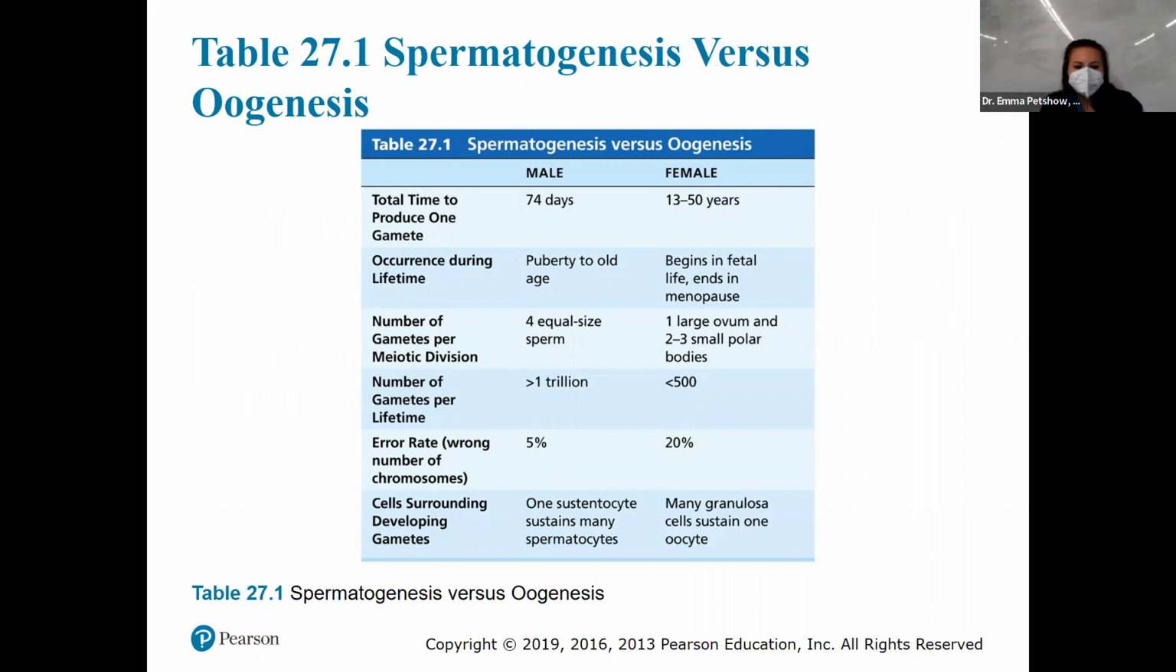Occurrence during lifetime is different. Number of gametes is different. Number of gametes then per life is different. The error rate's different. And the cells surrounding, you typically have 1 Sertoli cell that can sustain many spermatocytes. And you'll have many granulosa cells sustain 1 oocyte. It's different, right? Multiple cells sustain 1 oocyte in female reproduction, oogenesis. 1 Sertoli cell gives lots of nutrients to many different spermatocytes.